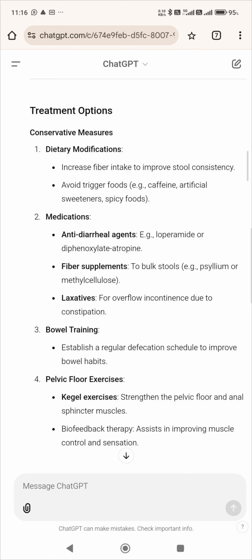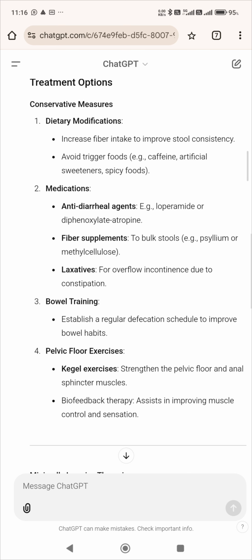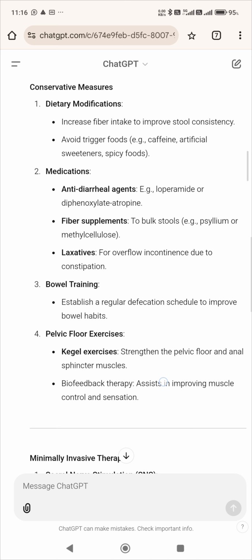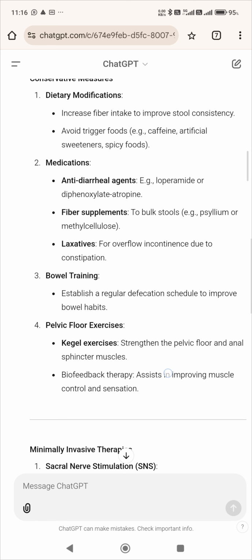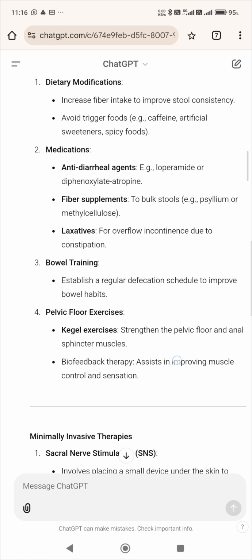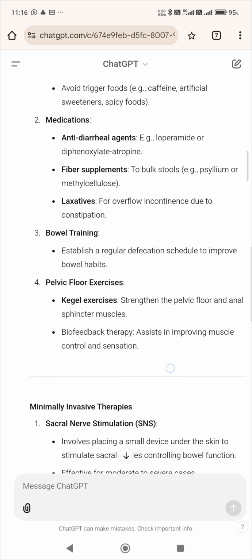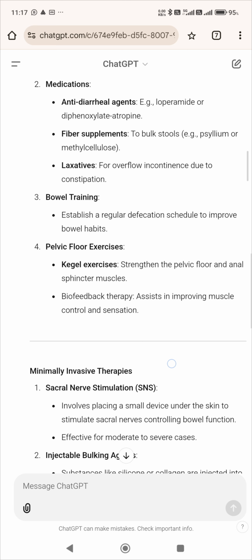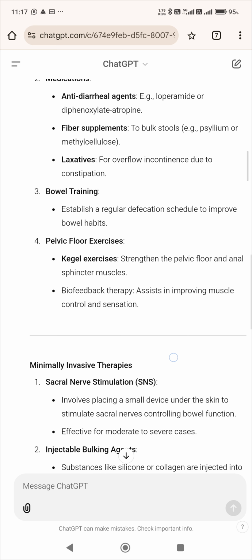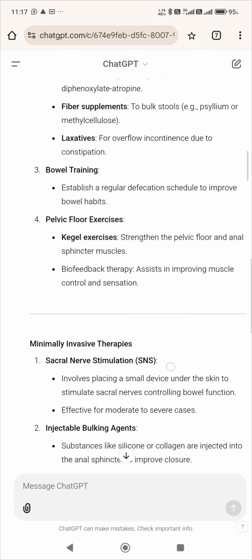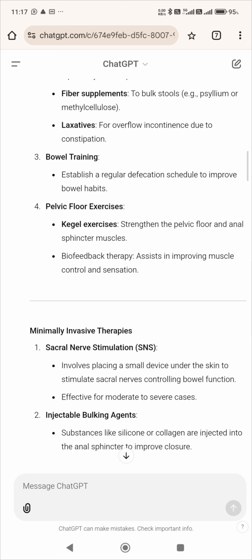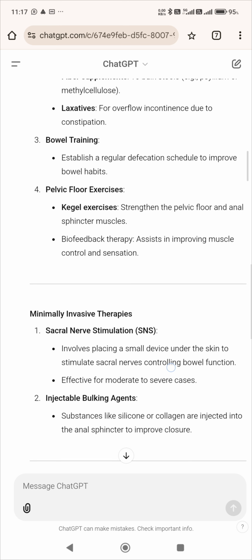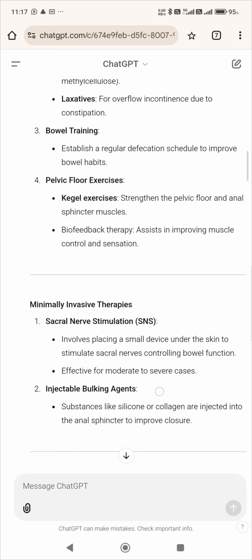Treatment options. Conservative measures. 1. Dietary modifications. Increase fiber intake to improve stool consistency. Avoid trigger foods, e.g. caffeine, artificial sweeteners, spicy foods. 2. Medications. Anti-diarrheal agents, e.g. loperamide or diphenoxylate atropine. Fiber supplements to bulk stools, e.g. psyllium or methylcellulose. Laxatives for overflow incontinence due to constipation.